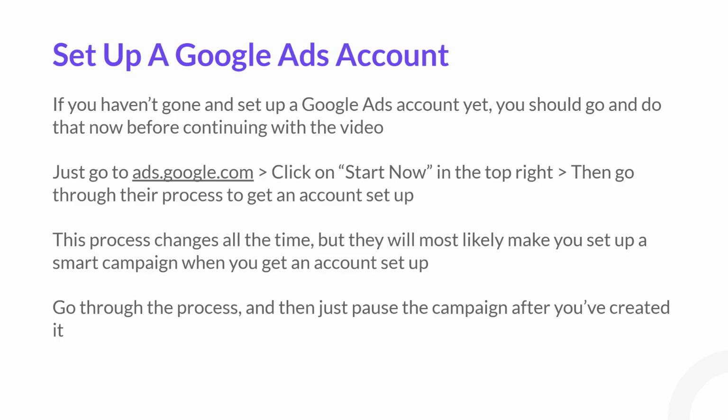If you have not set one up, all you're going to want to do is go to ads.google.com. Just click on the Start Now button in the top right, and Google will gladly walk you through the process to get an account set up. The process changes all the time, but they're most likely going to make you set up a smart campaign when you get an account set up. So long story short, they're going to take you through a process where you have to essentially build out a very, very basic campaign where you pretty much just put in your card info, get a campaign built out, and then now you have an account with Google Ads. But what you want to do is go through that process.